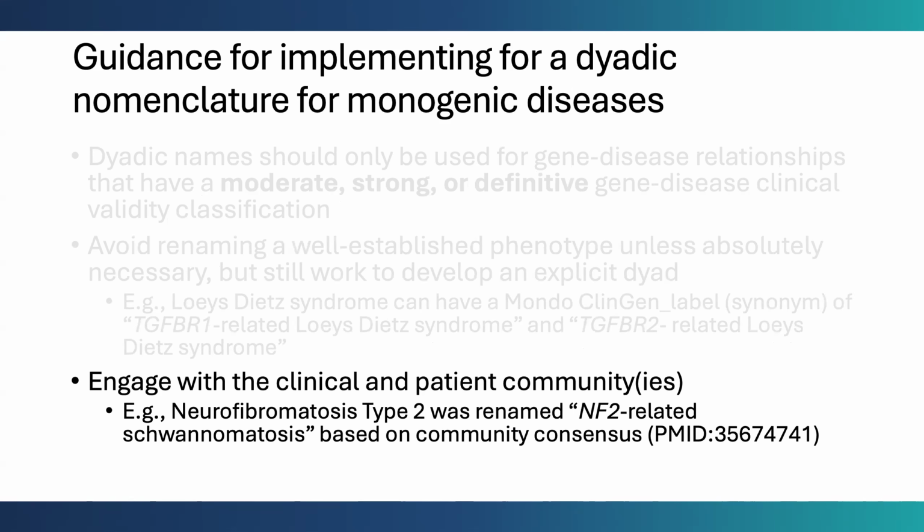Another thing that we want you all to consider is that if there is renaming going on, to engage the clinical and patient communities. A good example of this, when we said maybe avoid renaming well-established names unless it's part of a community effort, this fits both of those. Neurofibromatosis type 2 as a disease was renamed to NF2-related schwannomatosis. And this was based not only on the clinical community, but it was also from the patient advocacy and foundation communities. I encourage you to read the PMID to see what they did, but it was a holistic approach to coming to and having a shared agreement for this name. And luckily, it's an explicit dyad in itself.